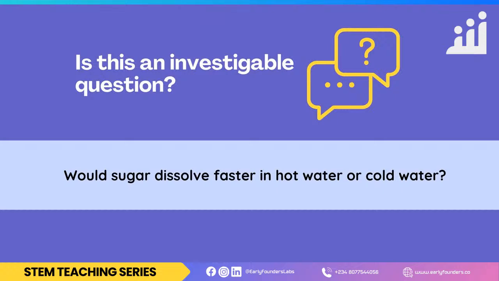What do you think this kind of question is? Is this investigable or not? Will this question give the student an opportunity to go and try something or to find the answer by themselves? Yeah, Mary says investigable. Why is it investigable? Or Edith says investigable and non-investigable.